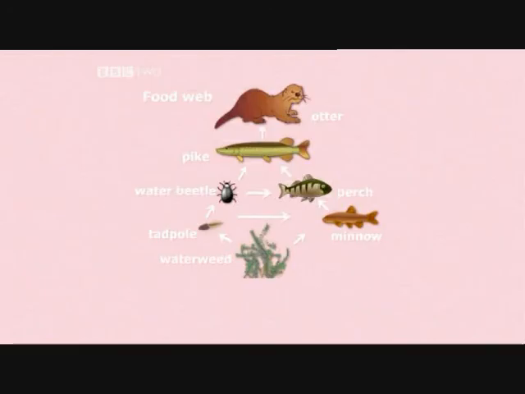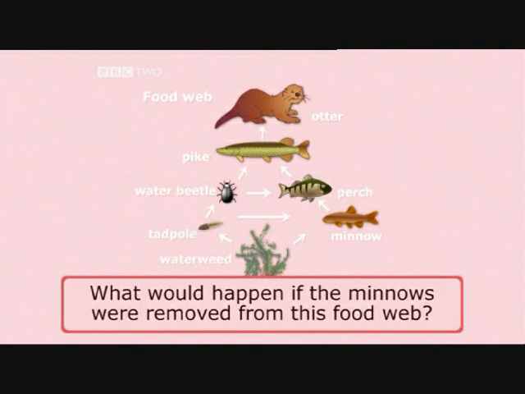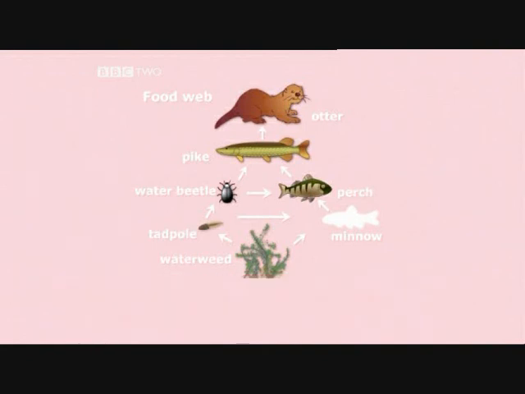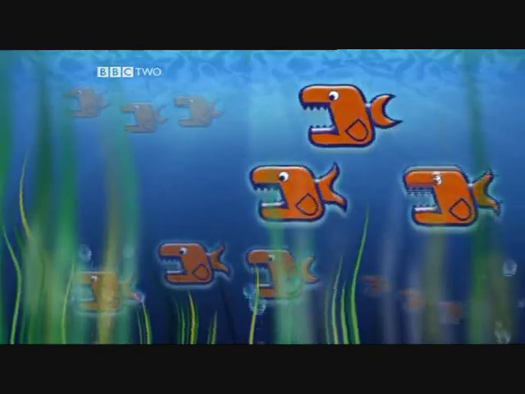Remember, in the last section we showed you this food web in a typical British river. The question is, what would happen if the minnows were removed? Three things will happen, so 3 marks have been awarded for this answer. Why not pause the tape and have a think about it?